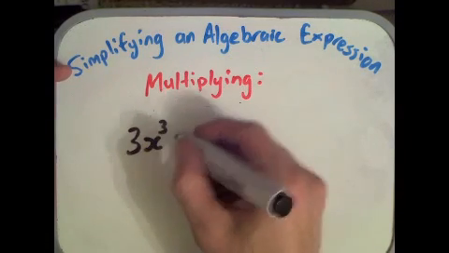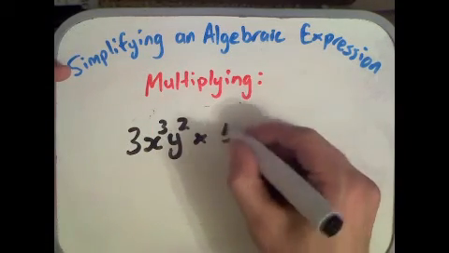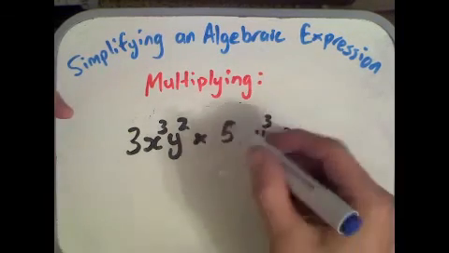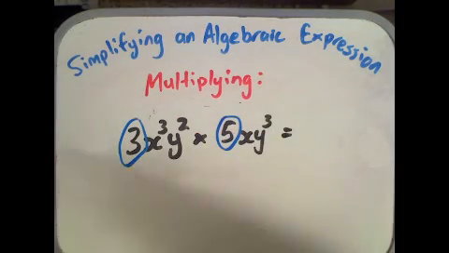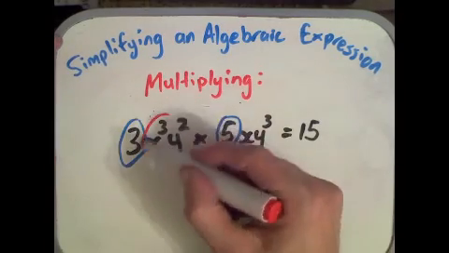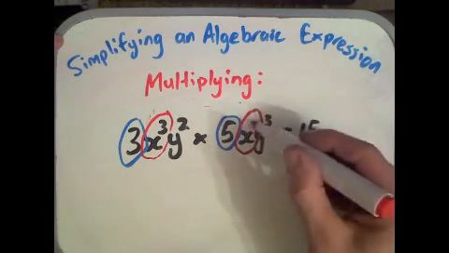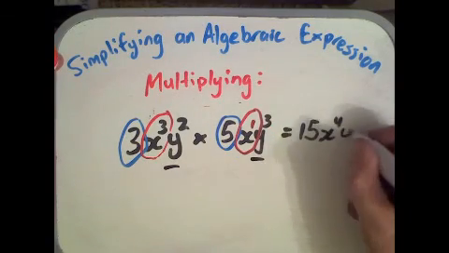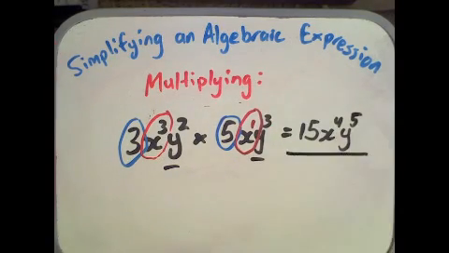Alright, let's look at 3x cubed y squared multiplied by 5xy to the power of 3. Alright, so 3 times 5, that gives us 15. Let's do the numbers first. Let's do the x's. x cubed multiplied by x will raise the power to x to the power of 4. And then we've got y squared times y cubed, which gives us y to the power of 5.